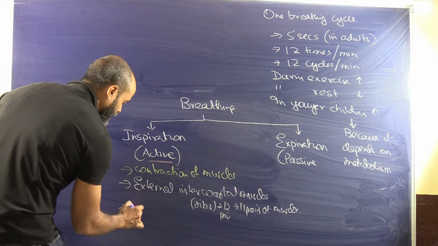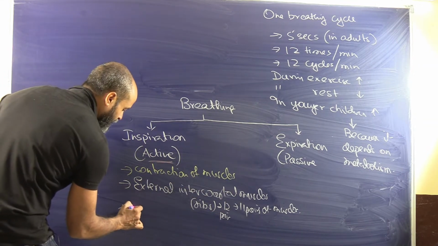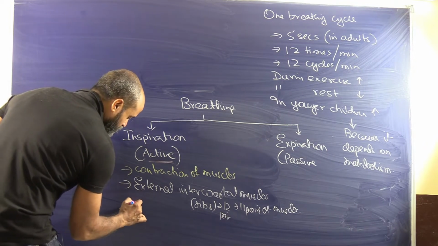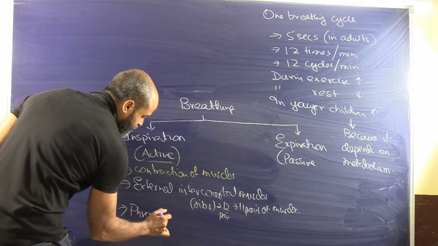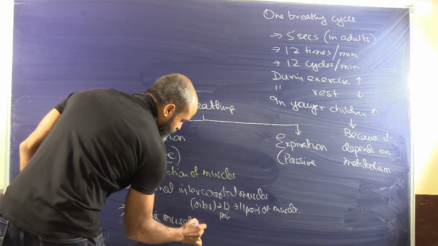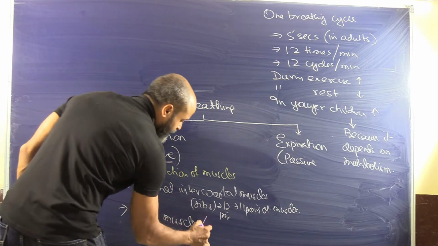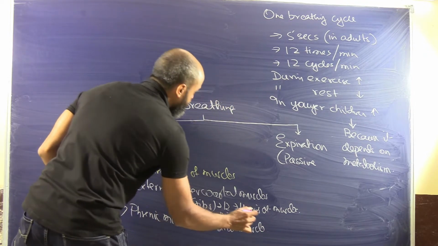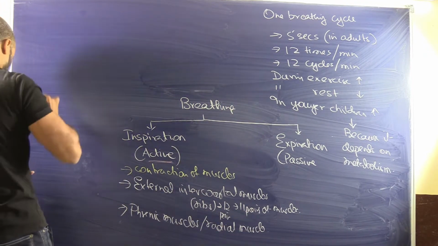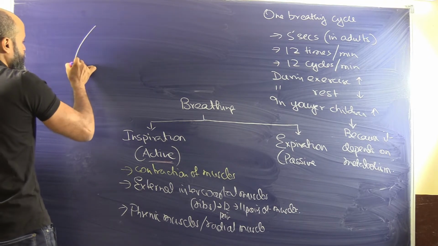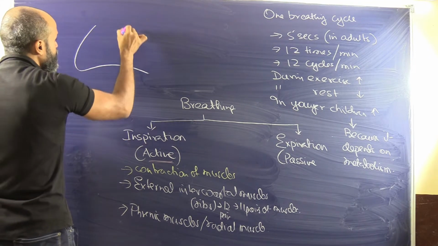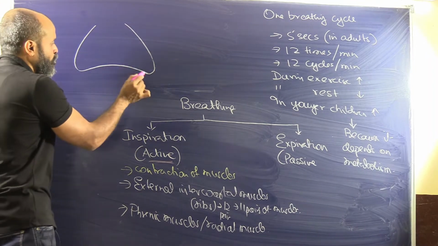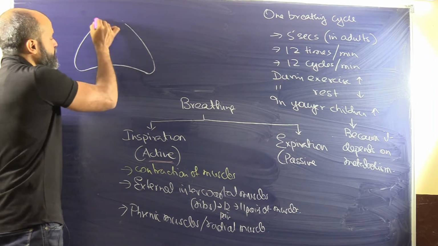And what else do we have? We have the diaphragm, which is connected to the phrenic muscles, or we can call them radial muscles. So just a quick update out here. Let's say this is basically the normal position of the thoracic cavity. This is the dome shaped diaphragm, and this is, let's say, the rib cage.